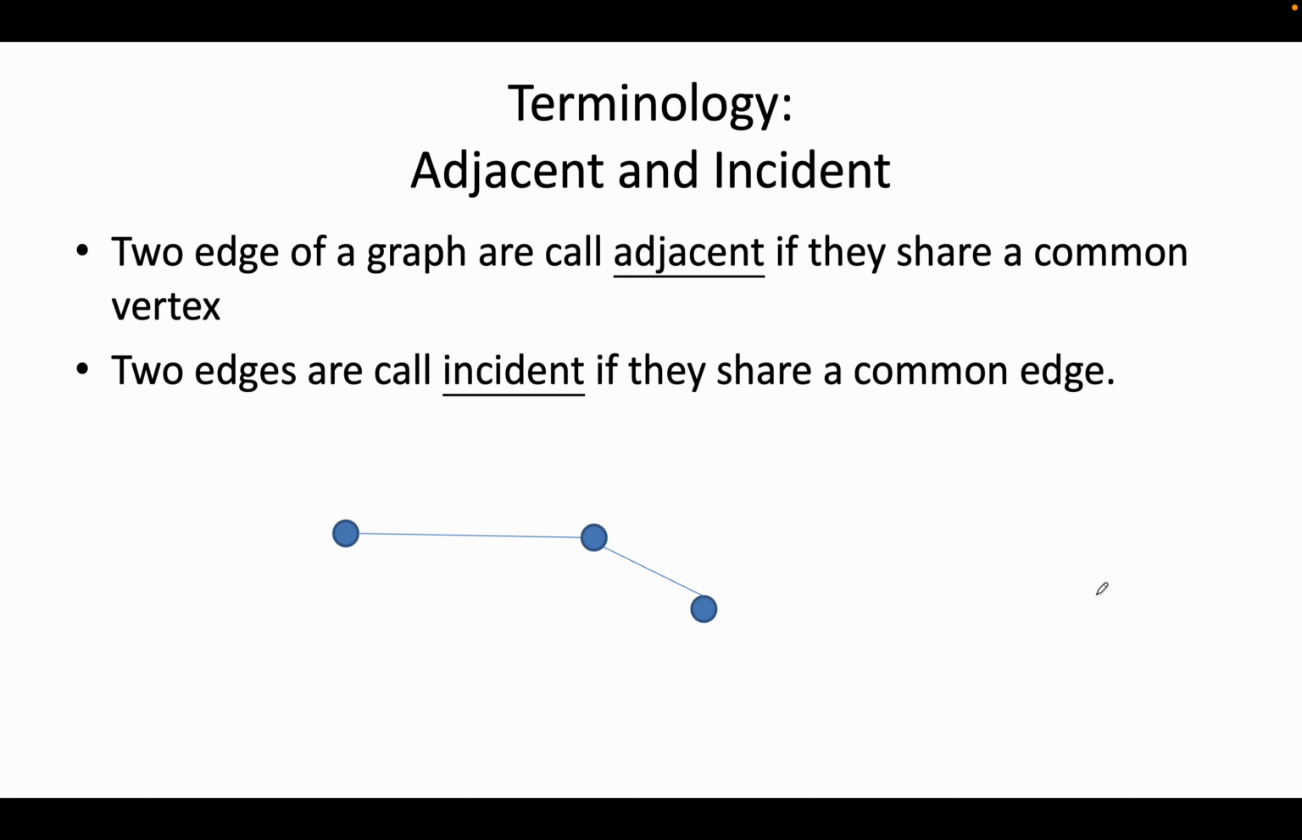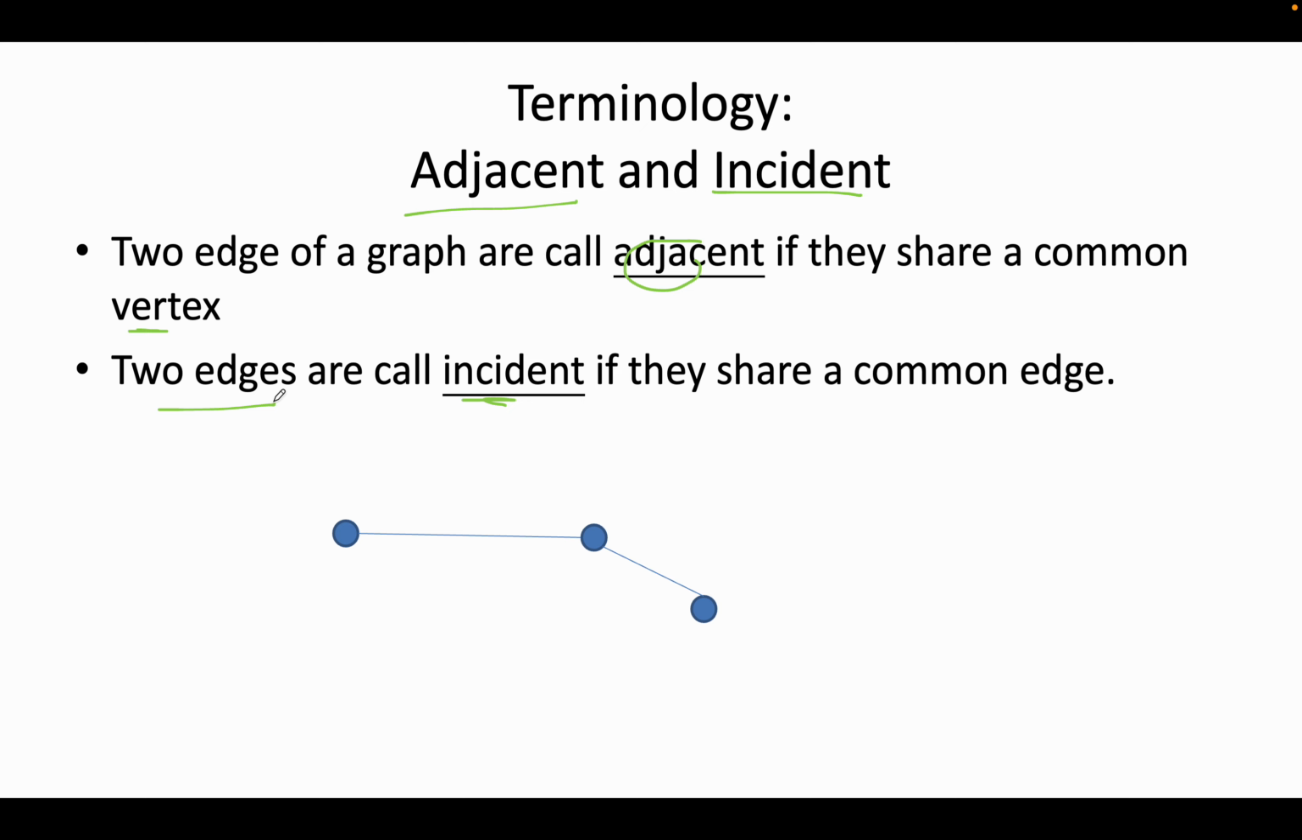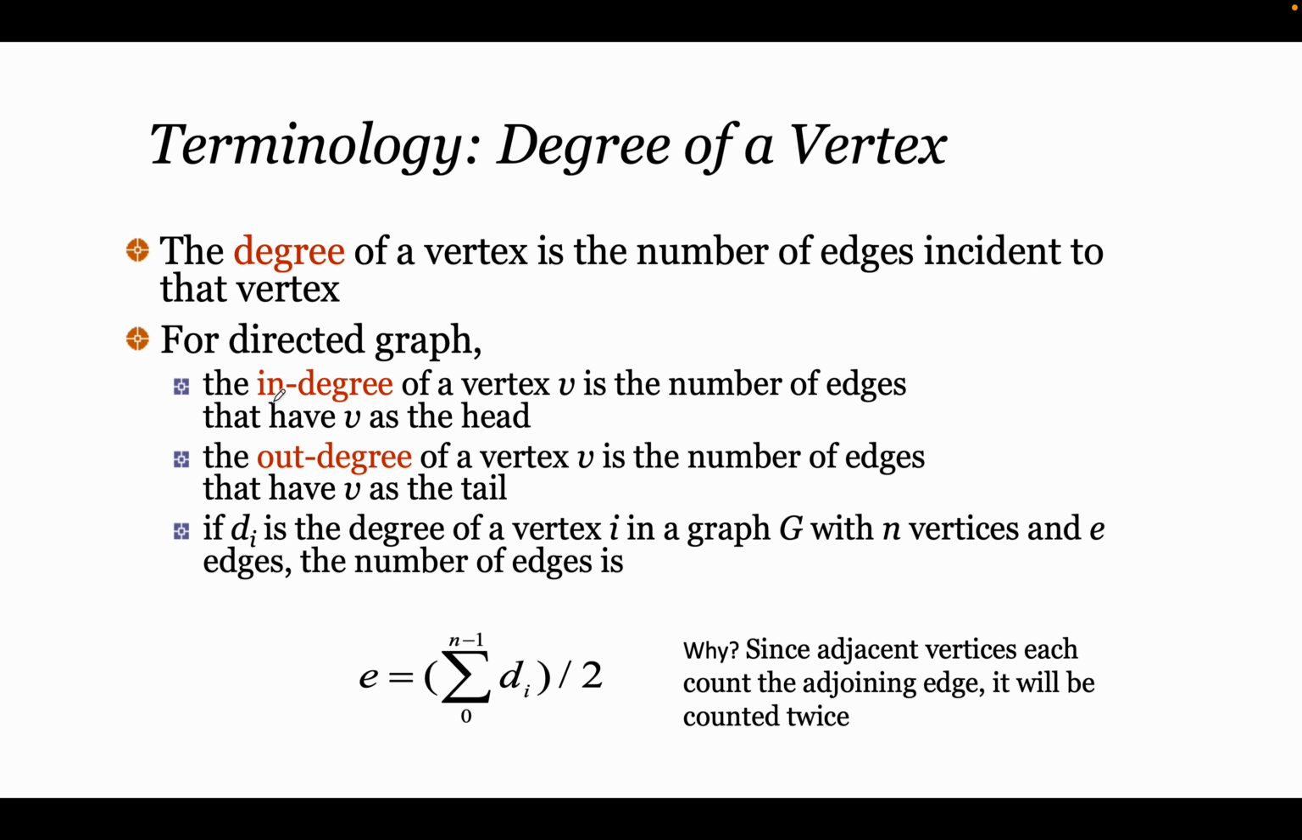Another terminology that you need to know is adjacent and incident. For adjacent and incident, remember that adjacent we talk about the vertex, and incident we talk about the edge. Let's see some examples.